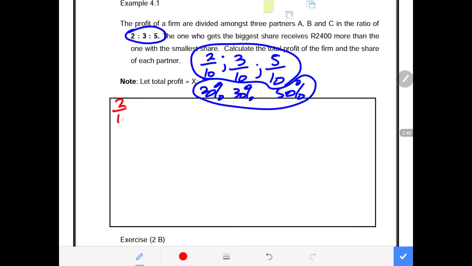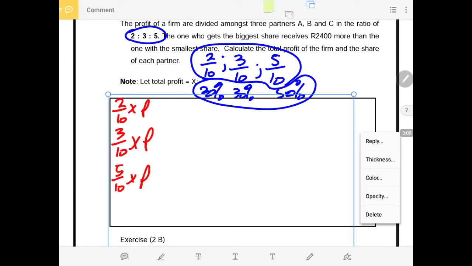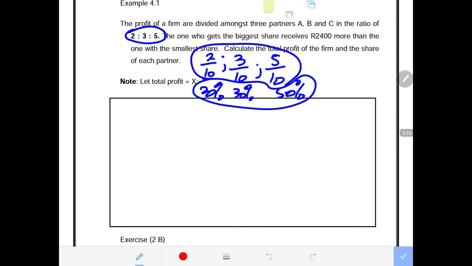Now the 2/10 will be multiplied by the profit that we don't know, that will be the share for partner A, and the 3/10 will be multiplied by the profit P, indicating the profit that we don't know, and 5/10 will be multiplied by the profit that we don't know. That will be the share for each of the partners that are provided to us.